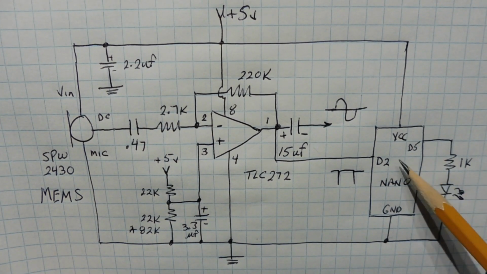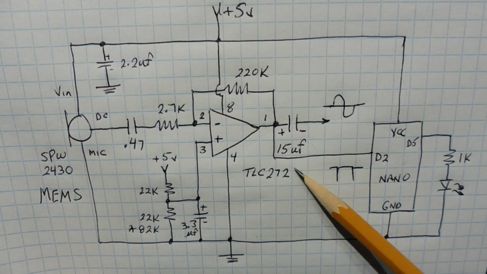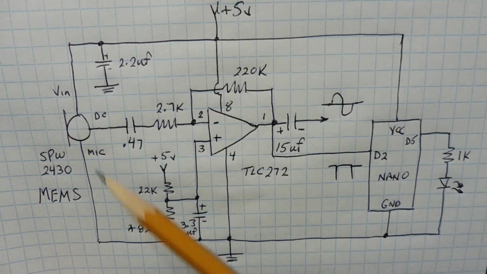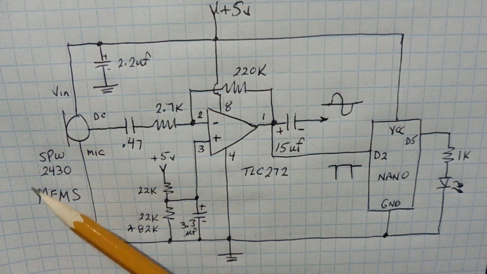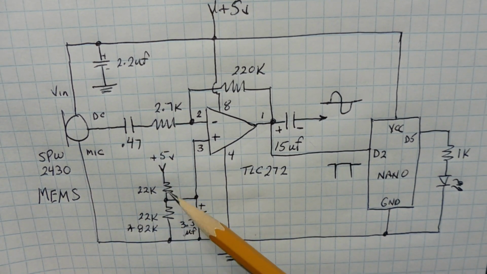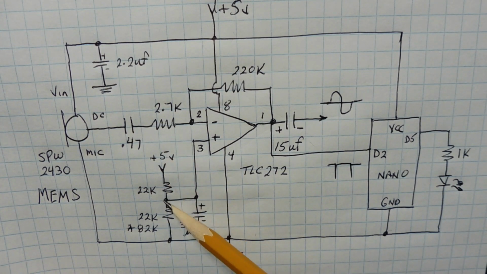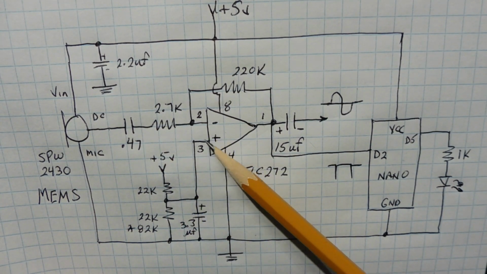And you can see my Nano, it's feeding 5 volts to power my op-amp circuitry, my TLC272. It's also feeding 5 volts to my MEMS module, my SPW2430. Now I have a voltage divider of two 22K resistors, which is cutting down the VCC, the 5 volts, to 2.5 volts, which is fed into pin 3.